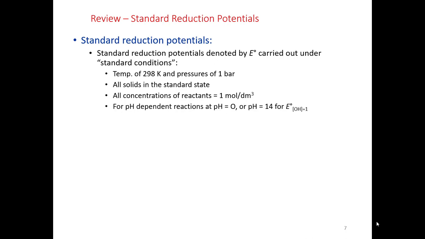In addition, for all pH-dependent reactions, standard conditions means a pH of 0, or a pH of 14 if it is standard basic conditions, which is denoted by E0 subscript concentration of OH equals 1. It's important to note that pH 0 is the same thing as saying concentration of hydronium equal to 1 mole per decameter cubed. And pH 14 is the same as saying a concentration of hydroxide equal to 1 mole per decameter cubed.